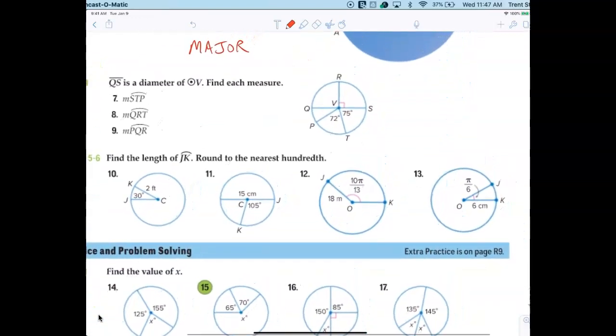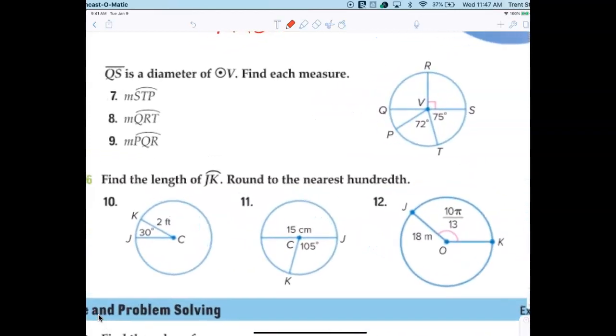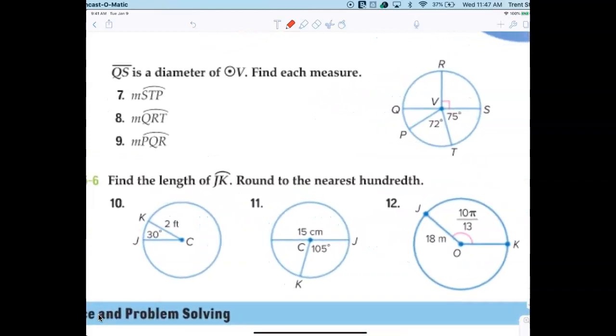All right, so QS is the diameter. Find each measure. I need STP. Somebody tell me, STP, what is it? 147. Yeah, you don't need a calculator for that, guys. Those of you grabbing your calculator. 147 degrees. Okay. QRT.